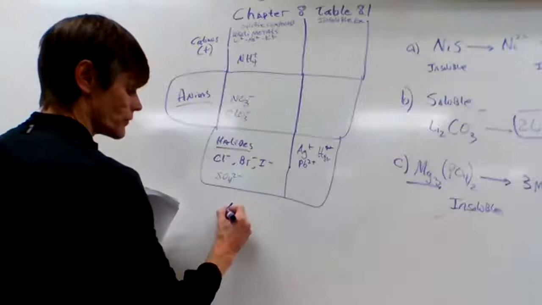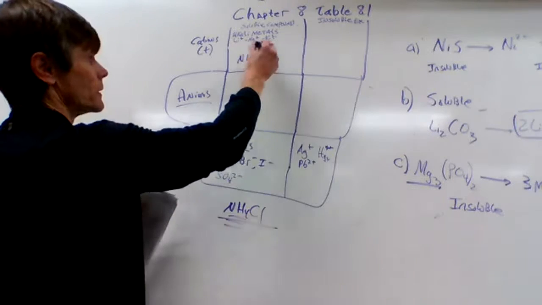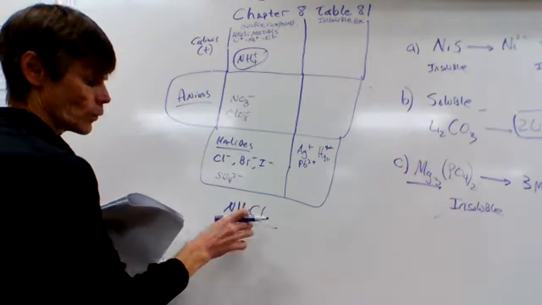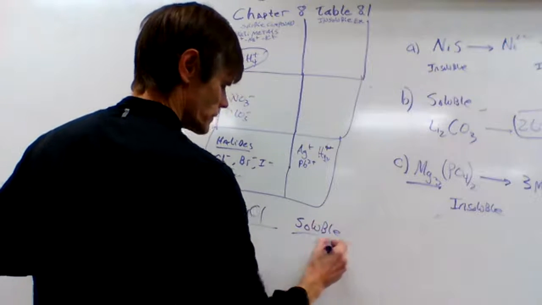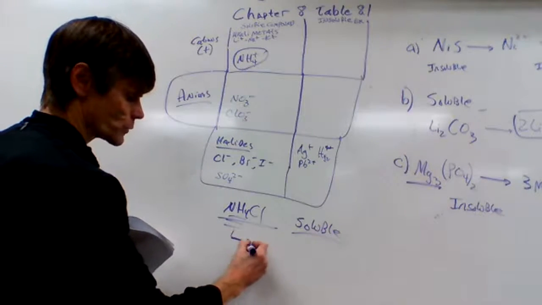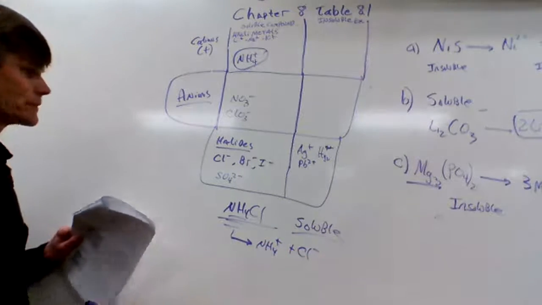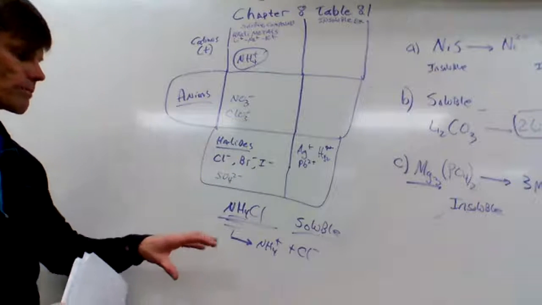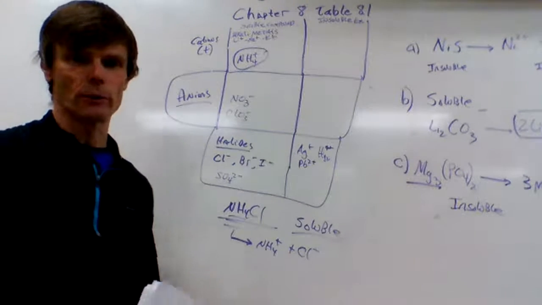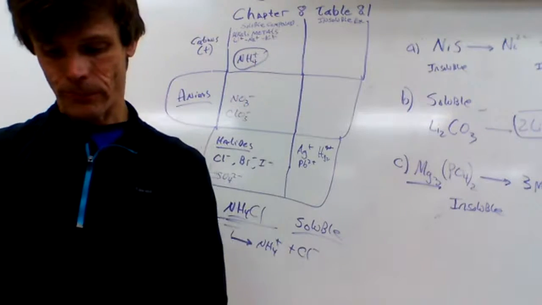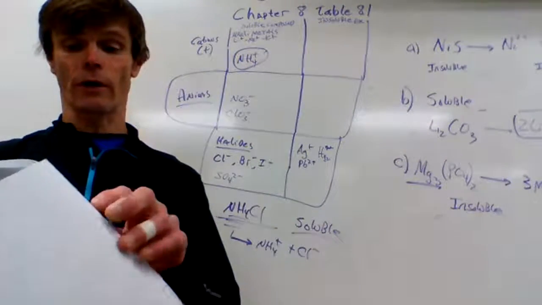Since this is composed of a compound with ammonium and it has no exception, we expect this to be soluble. In other words, we're going to get ammonium ions and chloride ions in solution. So those are how we use solubility rules to help us solve problems. And there's a similar example on page 331 that you should look over.